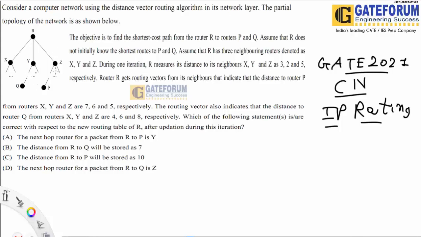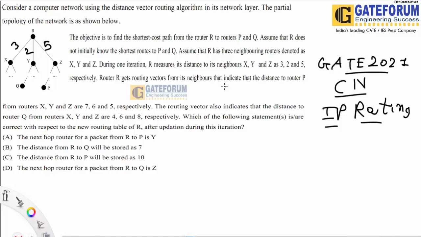So they have shown us some particular topology. The objective is to find the shortest path from R to routers P and Q. Assume that R does not initially know the shortest path to P and Q. Assume that R has three neighboring routers denoted X, Y, and Z. During one iteration, R measured the distance to X, Y, and Z as 3, 2, and 5 respectively.